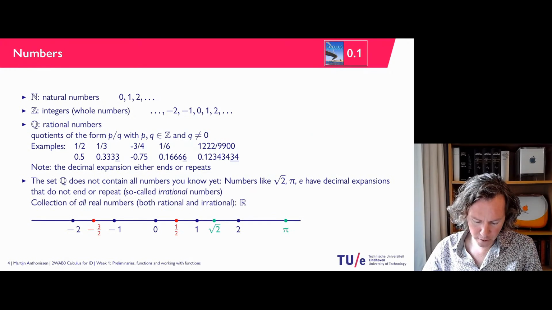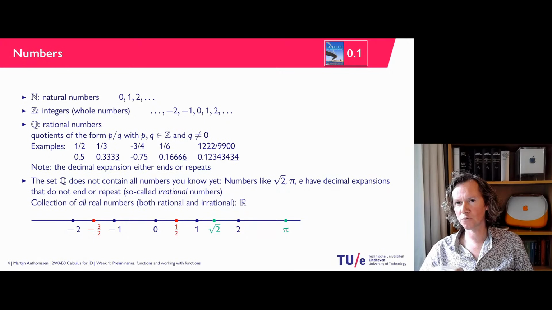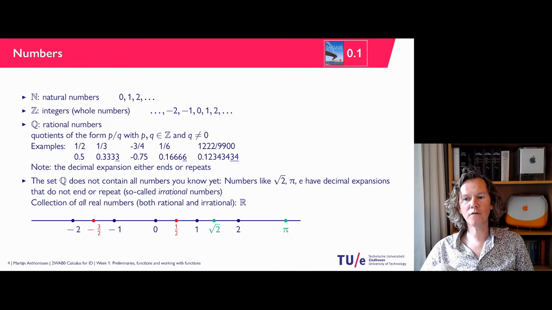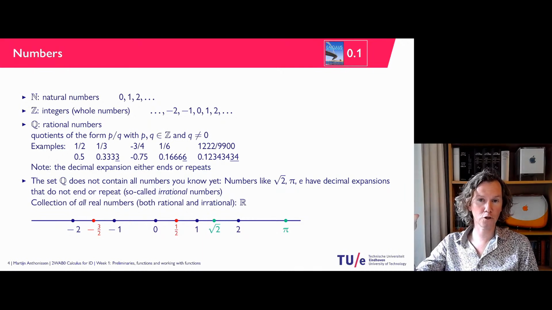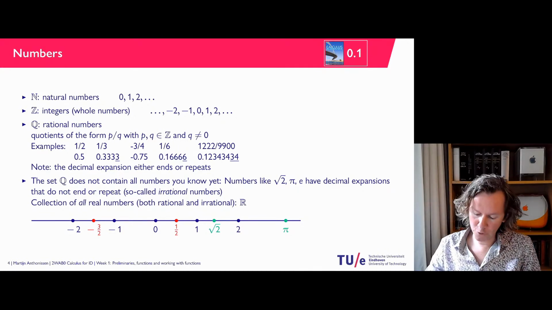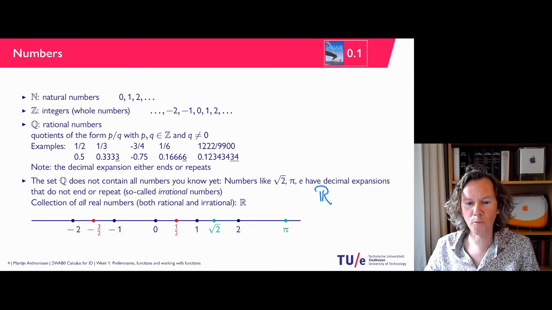And then finally, Q does not have all the numbers that you know. So numbers like the square root of 2 or pi or e, the exponential that we will encounter in a few weeks' time, they all have decimal expansions that do not repeat. So they keep changing every time, there's different numbers coming there. And they're called irrational numbers. So rational, that's Q. Irrational, that's R. Well, not capital R, but also R written like this, so with a double bar.